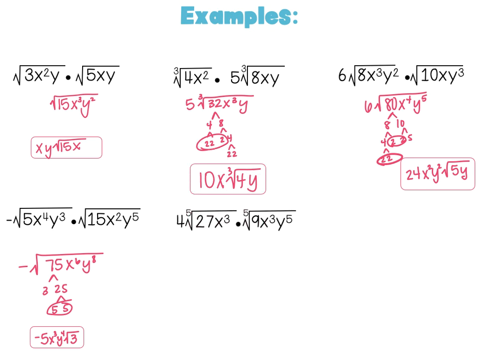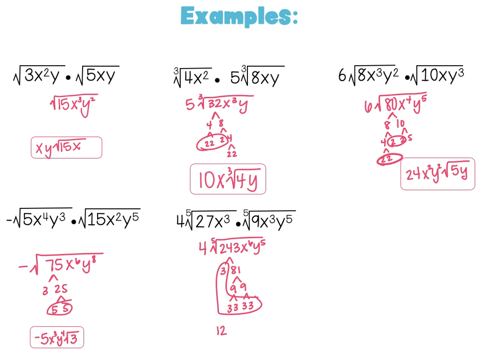Next, outside times outside, inside times inside. So 4 times 1 is 4, and then I get 243 x to the 6th, y to the 5th on the inside. Remember, because I have an index that is a 5 to start with, I have to make sure that I still have the index of 5 throughout my problem. So I'm going to use my tree to factor that out so I can simplify. I need 5 of the same number. I've already got a 4 on the outside, so 4 times 3 is 12, and nothing is left on the inside, at least for the numbers.